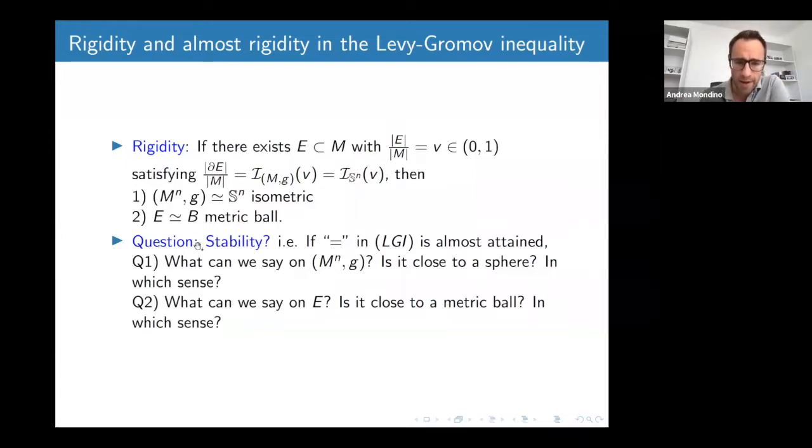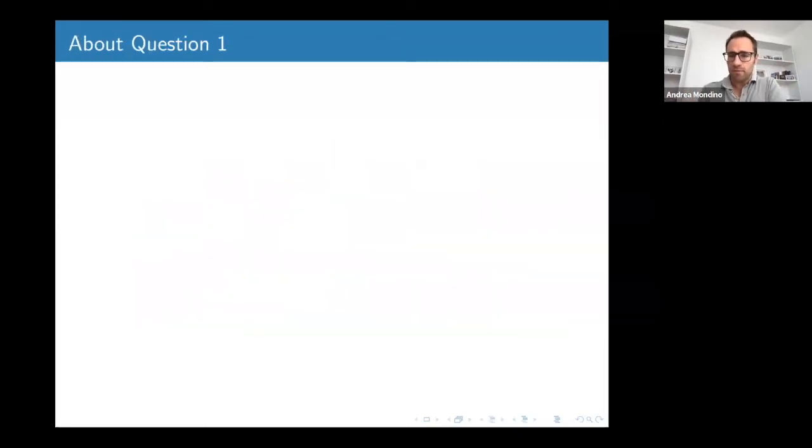So question one is, if the equality in the Lévy inequality is almost attained, what can I say on the manifold? Is the manifold close to a sphere? In which sense? In which topology? And the second question is, what can I say on the subset E, which is almost achieving equality in the Lévy inequality? Is the subset close to a metric ball? In which sense, in which topology? All right, so let's start from question one.